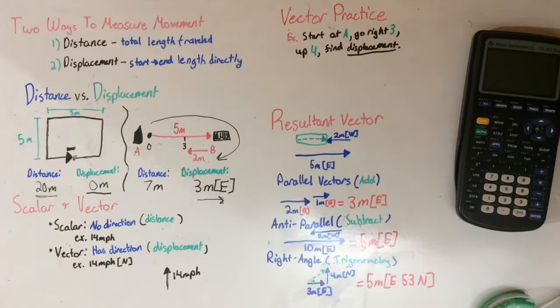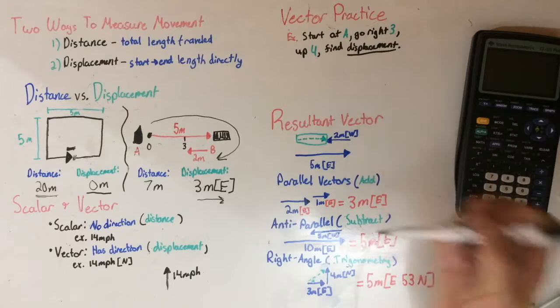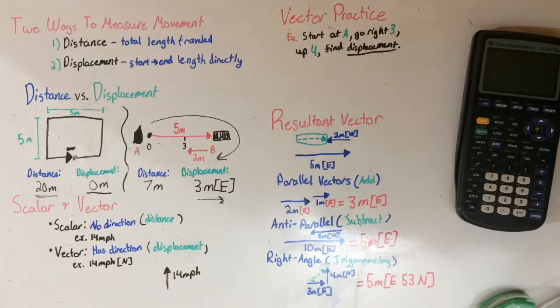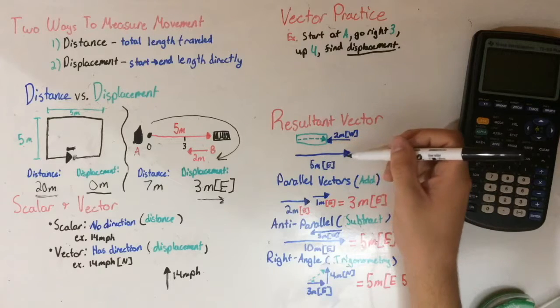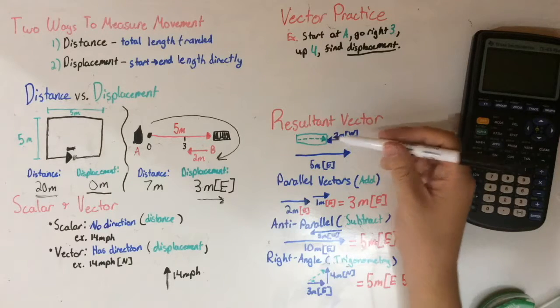So let's go ahead and talk about resultant vectors for a second. So that means we're no longer worrying about distance, we're worrying about displacement. So what is a resultant vector exactly? A resultant vector basically occurs whenever you add or subtract vectors. So what's going to happen here is we go 5 meters east and 2 meters west.